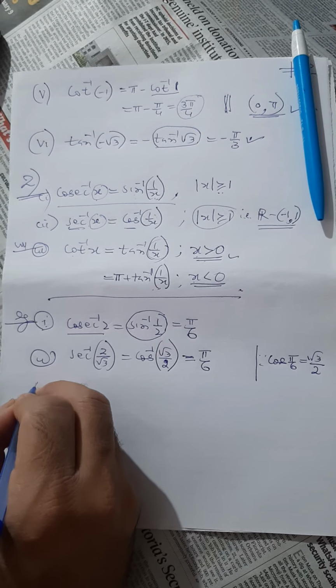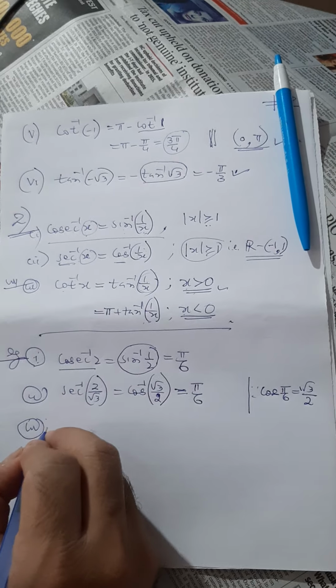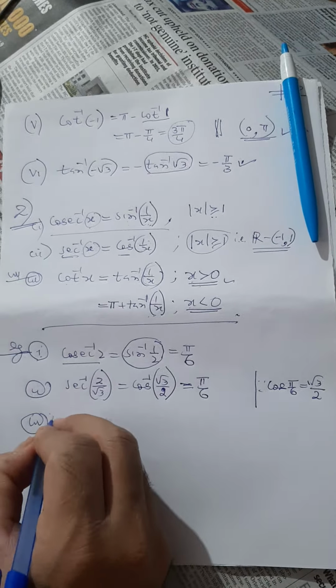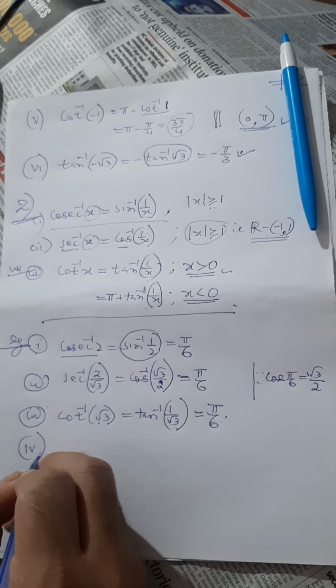Now let me see one of the questions from an earlier exercise. Suppose we have cot inverse root 3. Now this you can write as tan inverse 1 by root 3. Here x is positive, remember. So this is nothing but pi by 6 again. Now let's see one more example.